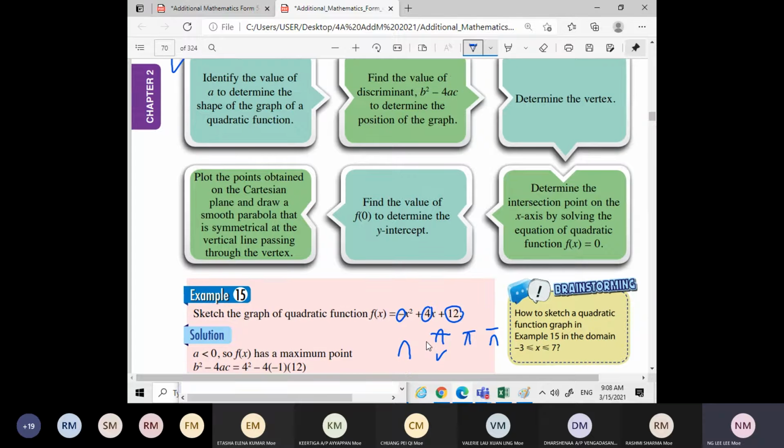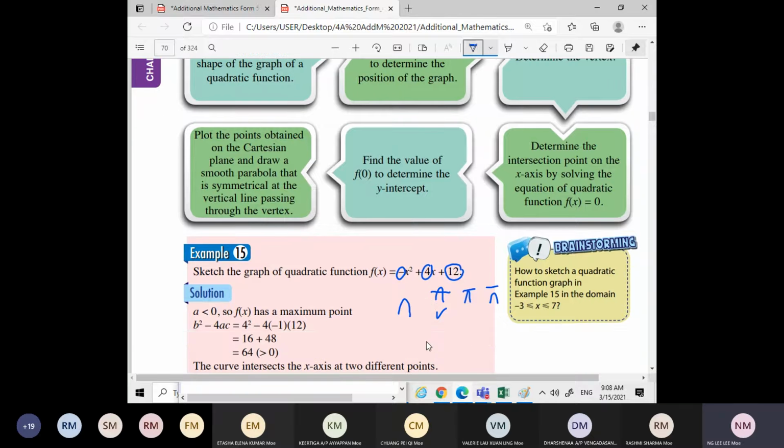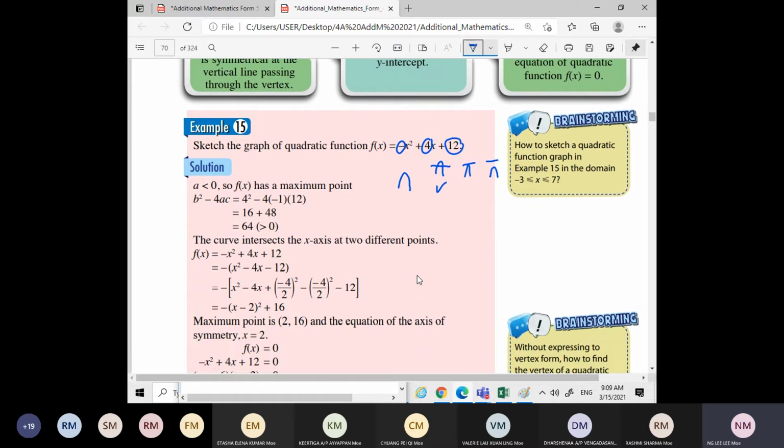Number 3, determine the vertex. Step number 3, determine the vertex means you find either the maximum or the minimum. In this example, you are finding the maximum point. How to find the maximum? This equation given is in general form. So how do you find the maximum point? This is one of the methods: by completing the square. Then your maximum point is here, and then you can know the equation of the axis of symmetry.